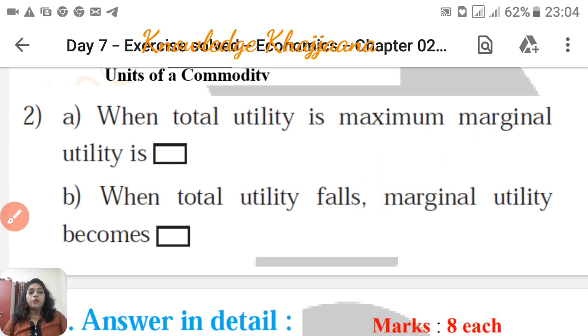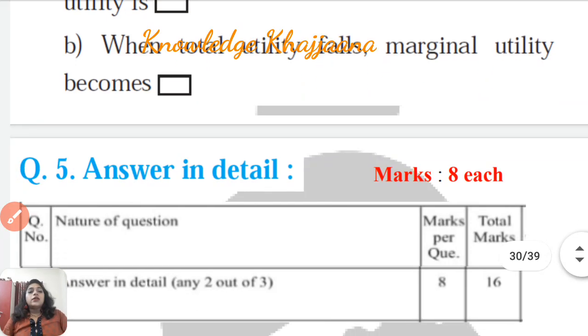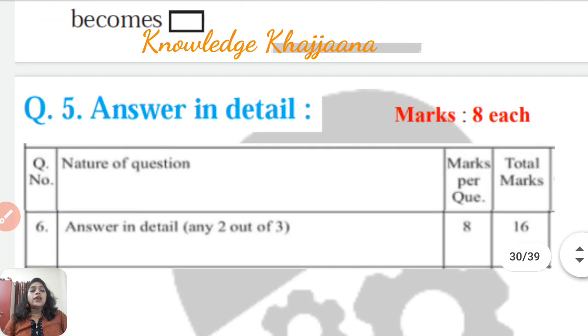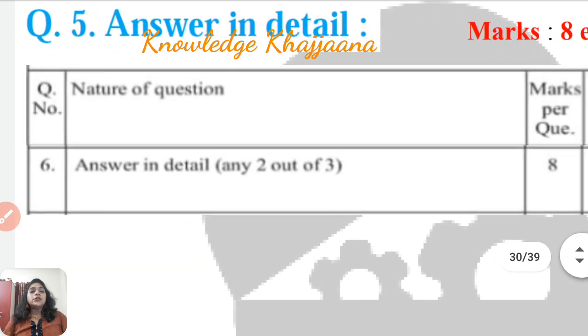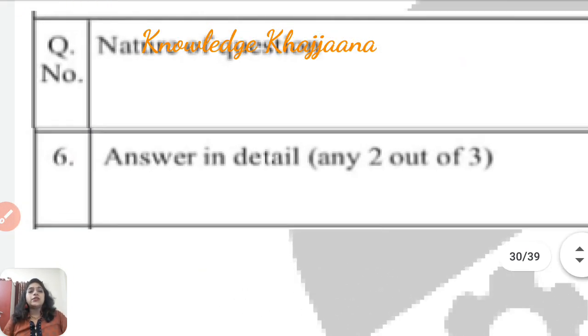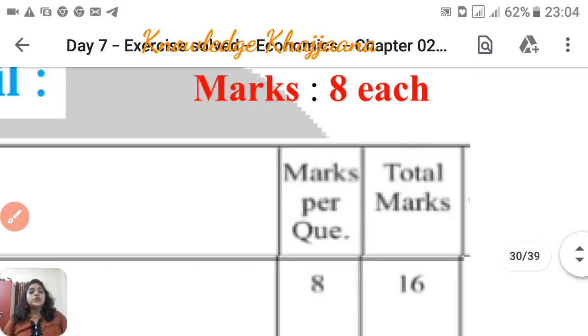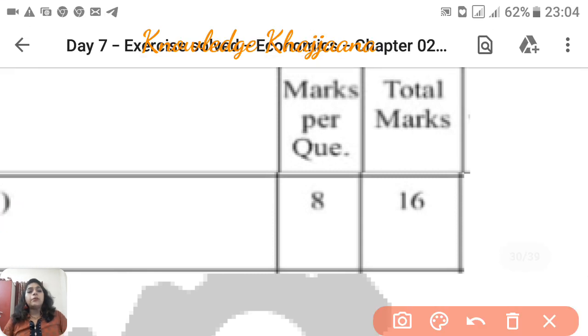Now, question 5, answer in detail. As per the board paper pattern, this can be question number 6, that is, answer in detail. Three sub-questions would be given, and out of that you have to solve 2 questions. And how many marks does this question carry? This question carries 8 marks. So such 2 questions would be there, and the total marks this question will carry is 16.